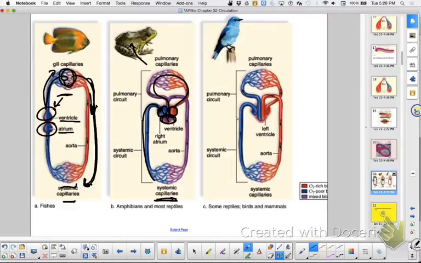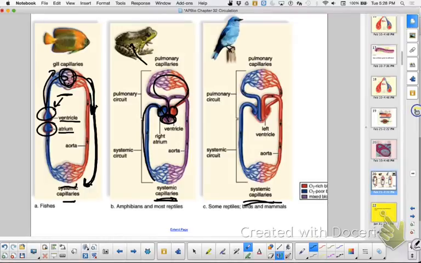Now for us, mammals, that's not going to work for us. Our metabolism, as mammals, is very rapid. We have high demands for oxygen. Our bodies can't tolerate those low levels of oxygen, so we have 4 chambers. So we have a 4-chambered heart.